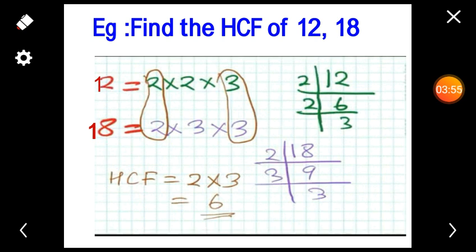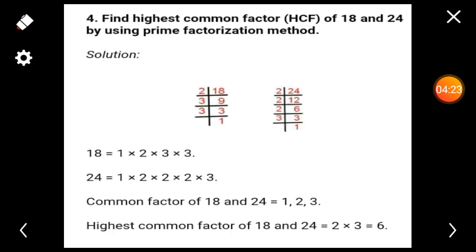Now, I will circle the common prime factors of these two numbers, that is 2 is common and 3 is also common. Therefore, we know that HCF is equal to the product of these common factors, that is HCF is equal to 2 into 3, that is equal to 6. It is the same as we calculated with the factor method, right? Okay. Look at the next example.